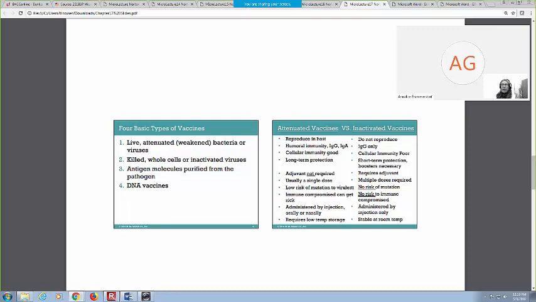But the great thing and why we use attenuated vaccines is because they induce a really strong immunity with one dose. So humoral immunity is what we want to induce. We want to get memory B cells that produce antibodies in the form of IgG, or in the case of the mucosal surfaces of our gut, for example, we want to produce antibodies of the IgA type.